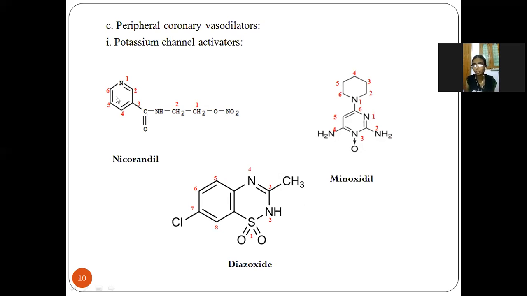See here, 6-membered ring, and at the first position nitrogen, and at the third position the acetyl amide group is there. NH means amide group. If you see here, 2 carbon atoms are there, meaning ethyl group, and the nitro group is attached. Next drug is minoxidil.